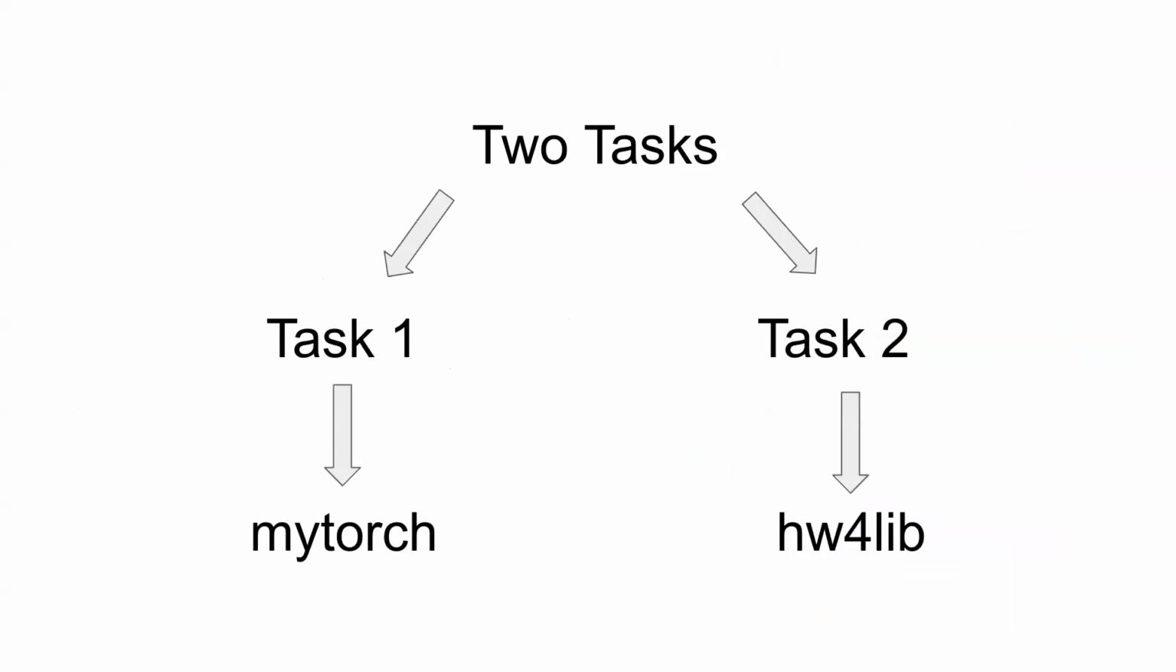So in homework 4 part one, we mainly have two tasks. In task one, you will be incrementally building self-attention and multi-head attention from scratch, and you will be adding them to the MyTorch library that you have been developing from homework one, and that's worth 30 points. And in task two, you will be working with the homework 4 lib package where you will be training a decoder-only transformer model, and that's worth 70 points.